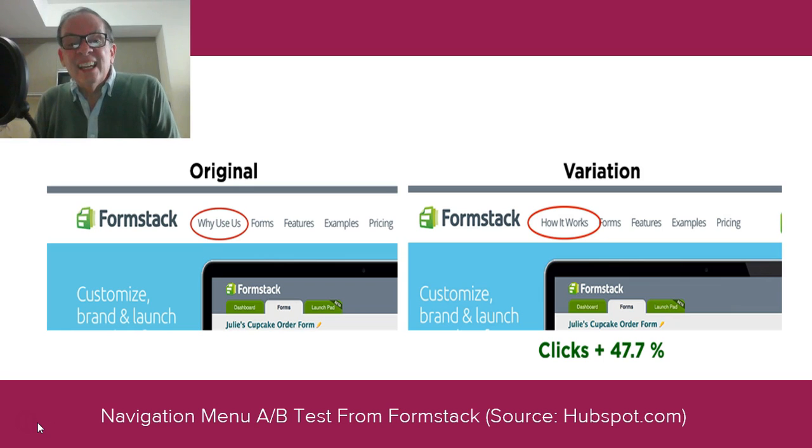FormStack. They have menu items, and the menu item changes based on what they're trying to get the action of the reader is. So why use us, or how it works? Which one works the best? Well, in this case, how it works is getting 47% more click-throughs than why use us.